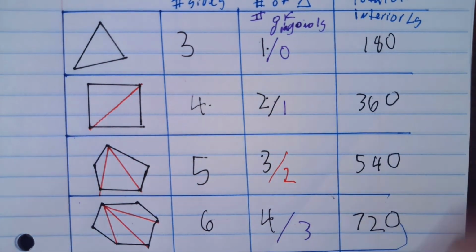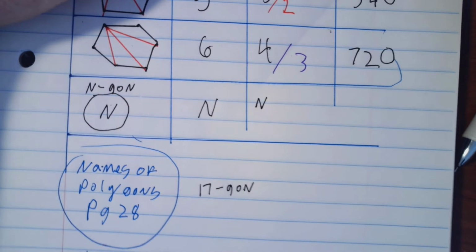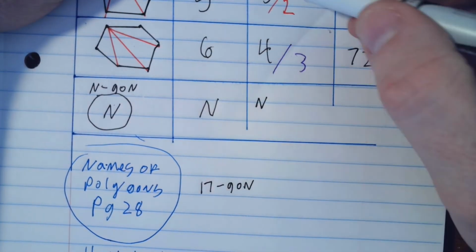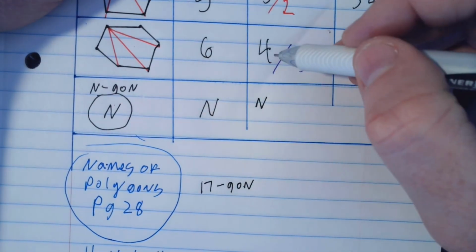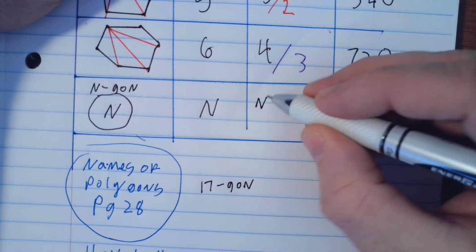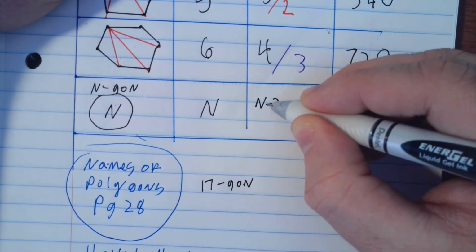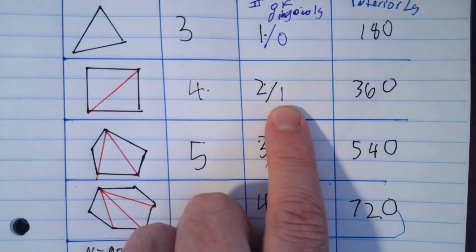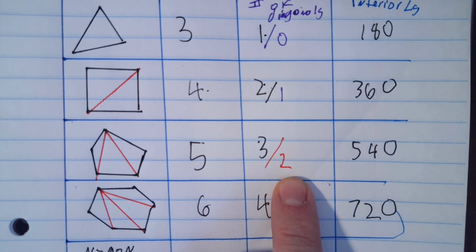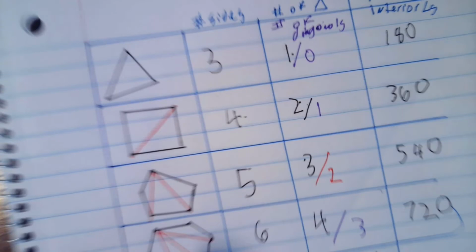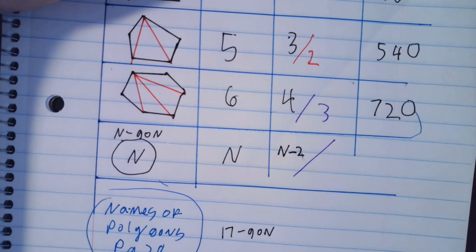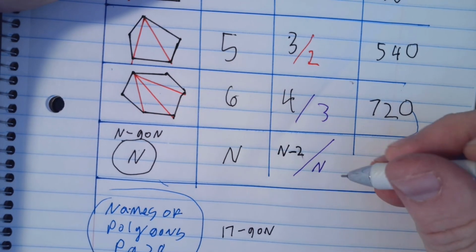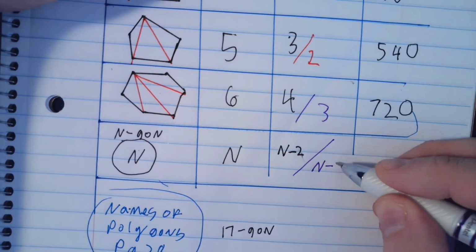What is it? What do we think it is? How do we get to 5 to 3? 4 to, we're definitely subtracting. Looks like we're subtracting 2 every time. Okay. Let's look at diagonals. Okay, 0 diagonals, 1 diagonal, 2 diagonals, 3 diagonals. Looks like we're doing the same thing, except for n minus 2. Okay.